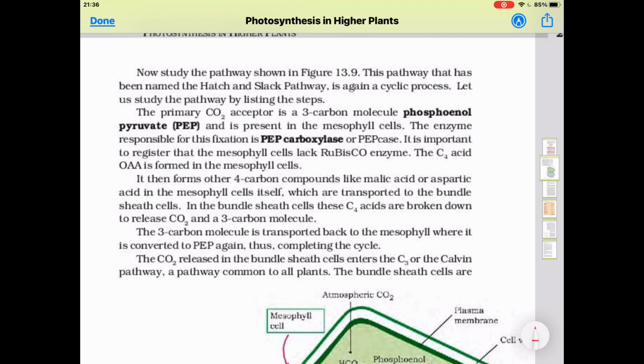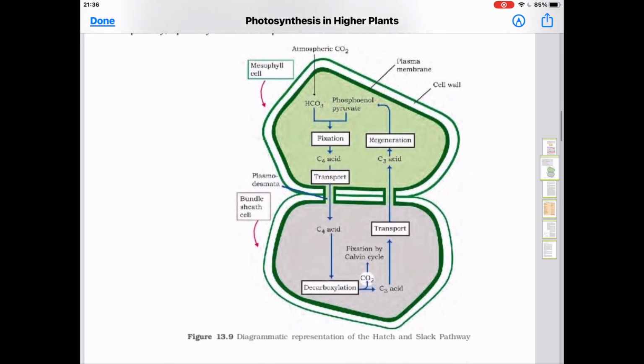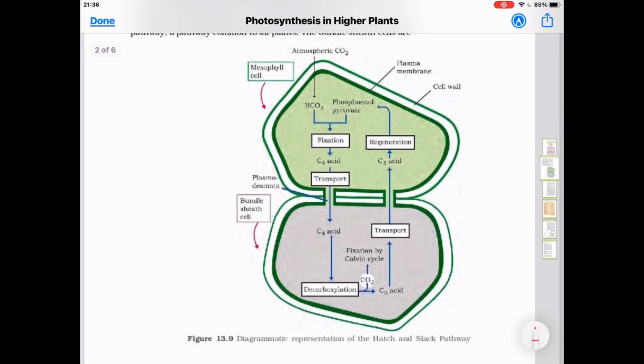Now, what is the process of the C4 cycle? Just see figure 13.9, the diagrammatic representation of the Hatch and Slack pathway. Hatch and Slack are the names of the scientists who described this pathway in C4 plants. First, carbon dioxide from the atmosphere enters into the mesophyll cells. There, phosphoenol pyruvate, a 3-carbon molecule, is present. It combines with carbon dioxide and forms a C4 acid. C4 is the first stable compound that is formed, that is oxaloacetic acid.